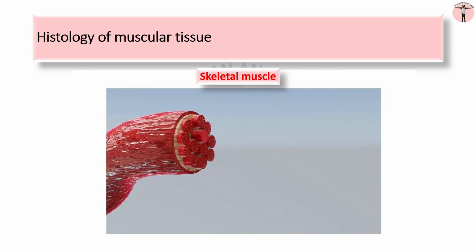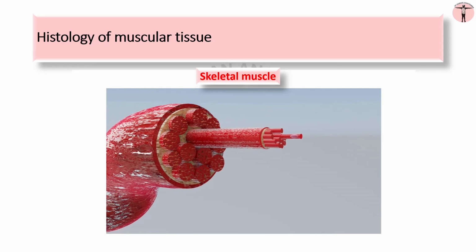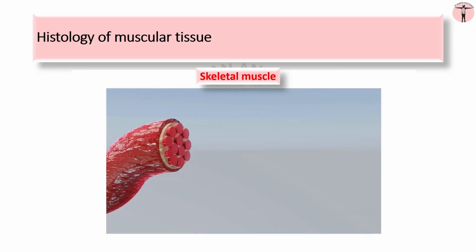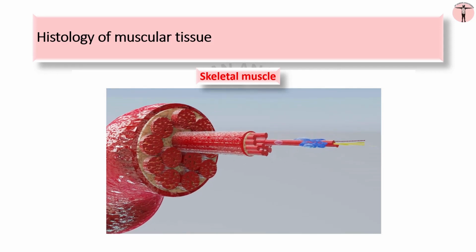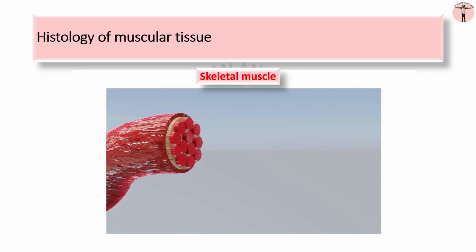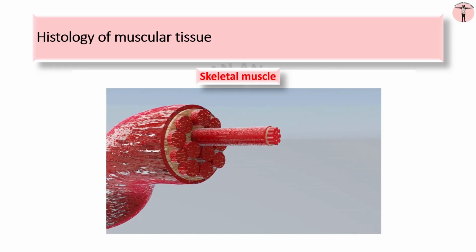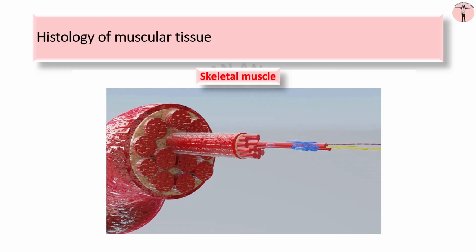Here you can see the animation of the whole muscle formed by several bundles of muscle fibers. Each bundle or fascicle is formed by a group of muscle fibers. Each muscle fiber contains numerous myofibrils, and each myofibril consists of myofilaments made of actin and myosin.